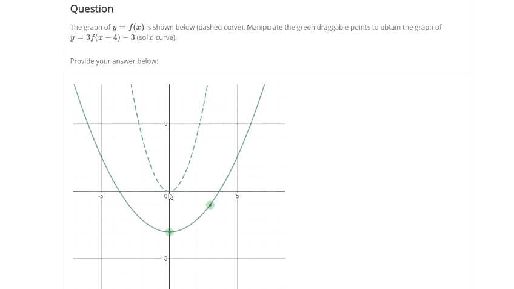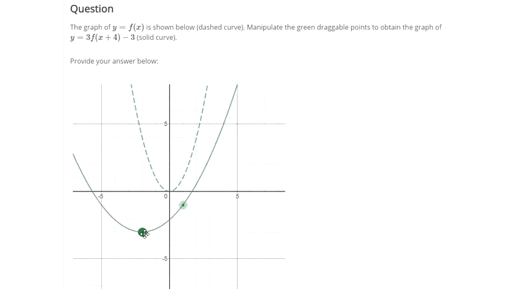So I'm taking this change in direction here, like this vertex, and I moved it down 3 because of the minus 3. If it was plus 3, I'd move it up 3. And then let's take care of the horizontal shift next. If you're taking the x variable and you're adding 4, that's actually moving it 4 spaces to the left. So that's where we should be.